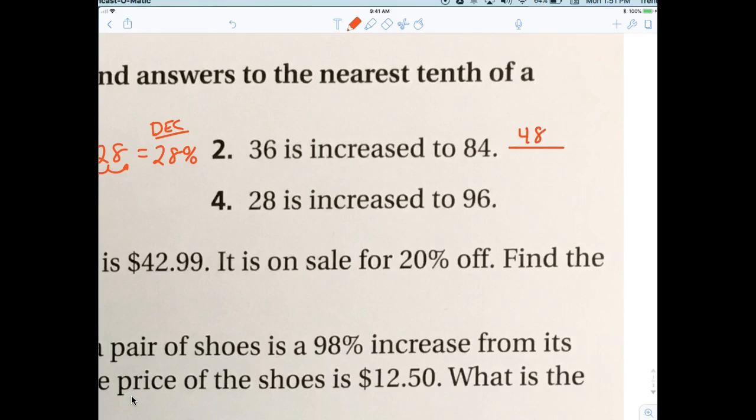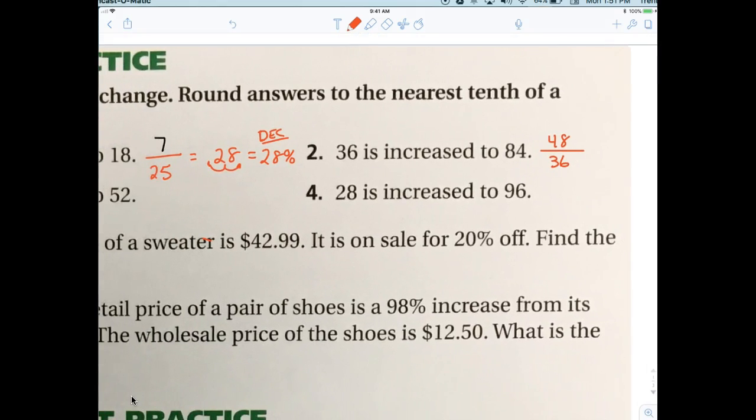48. Yes. What was the original amount? Where did you start at? 36. All right. So now everybody take 36 or 48 and divide it by 36. And tell me what that is.